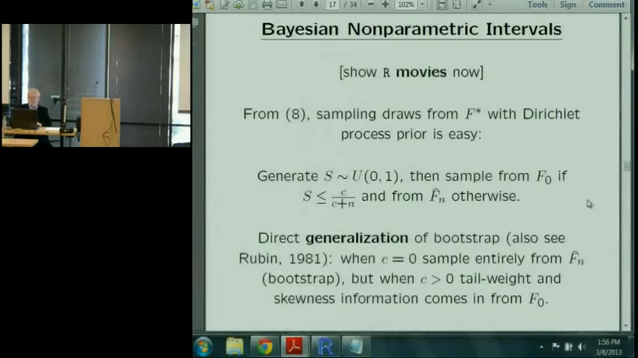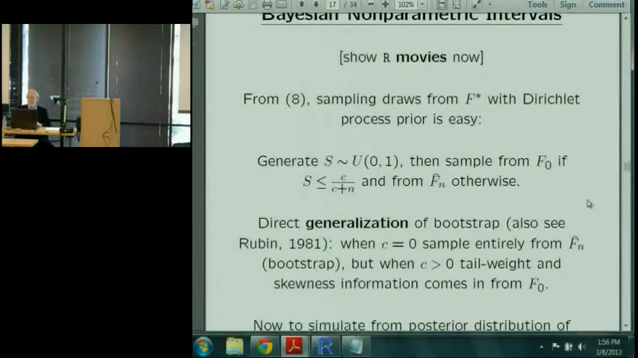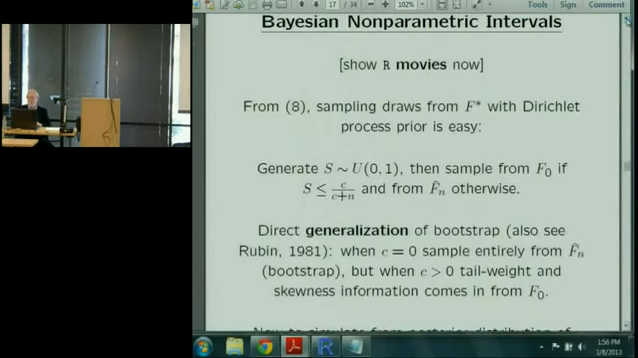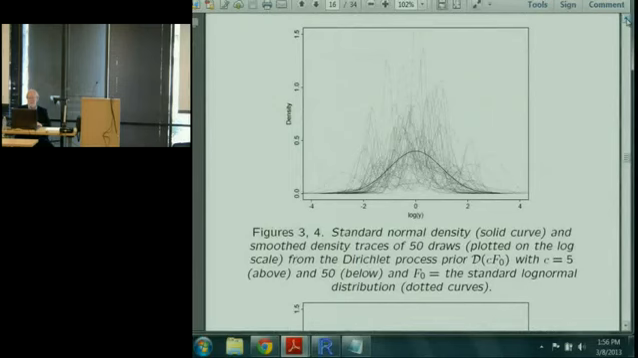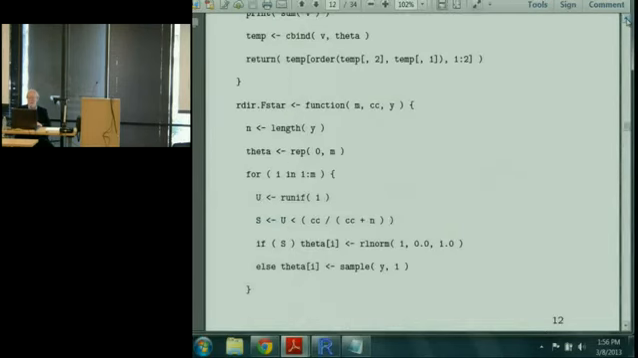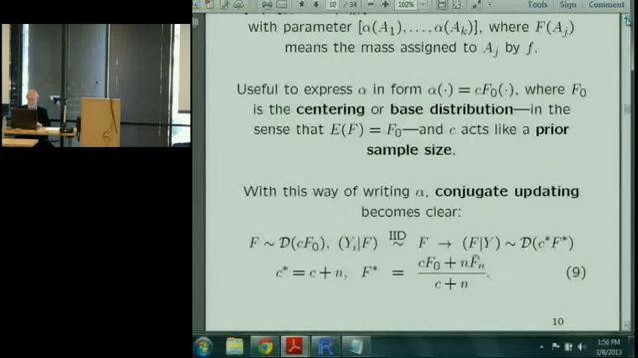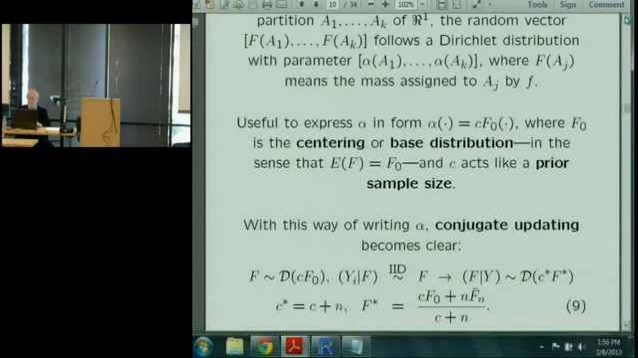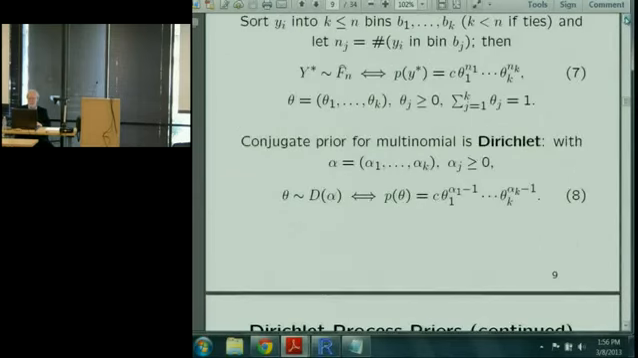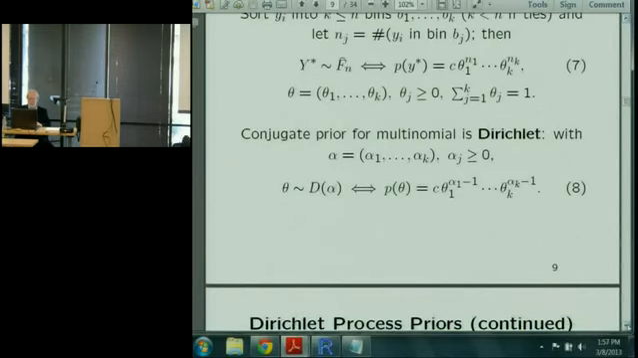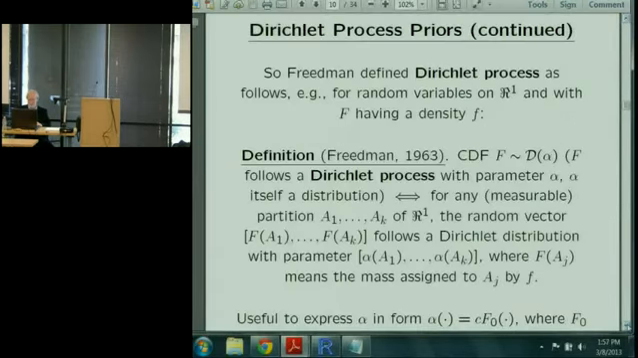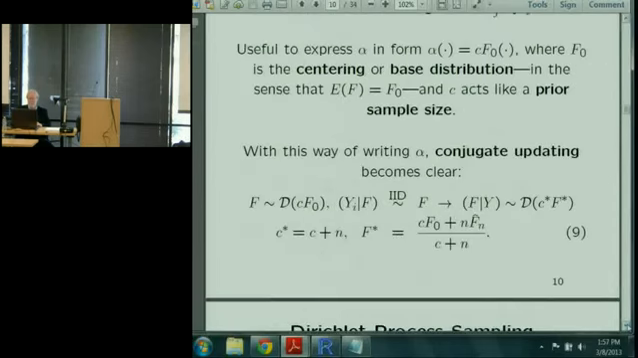Now, from the updating I showed you before, let's go back to equation 8. Why was it equation 8? No, equation 8 is wrong. That should be equation 9. Look what this says to do.